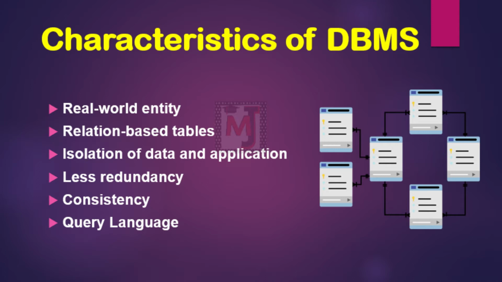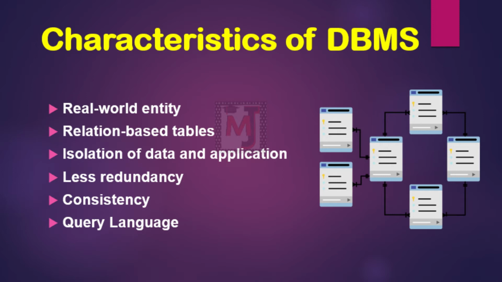First, real-world entity. A modern database management system is more realistic and uses real-world entities to design its architecture. It uses the behavior and attributes too. For example, a school database may use students as an entity and their age as an attribute. Next, relational-based tables. DBMS allows entities and relations among them to form tables. A user can understand the architecture of a database just by looking at the table names.